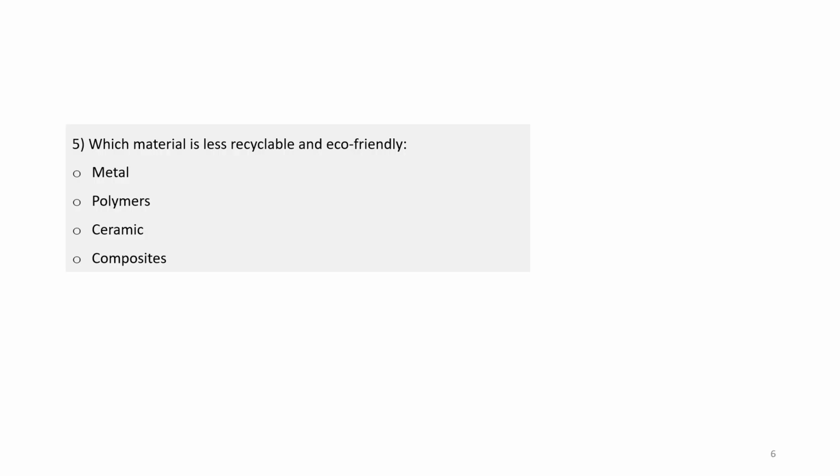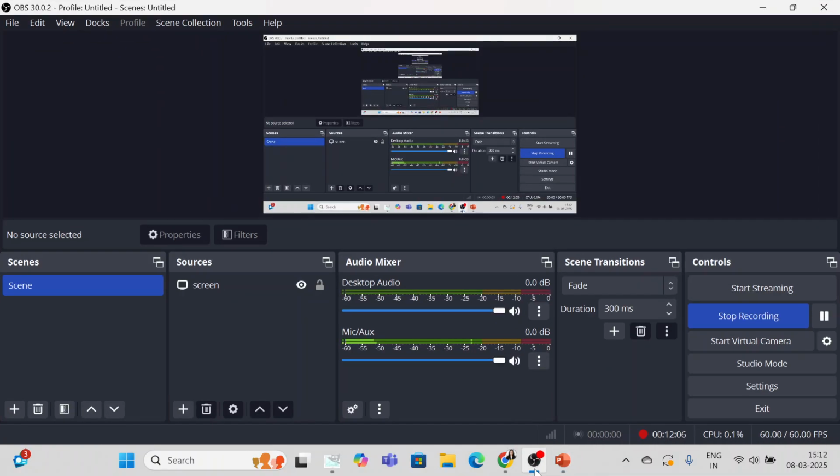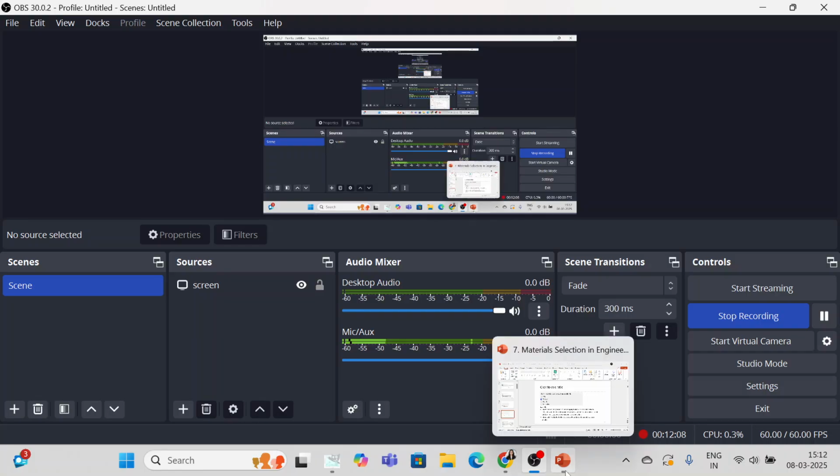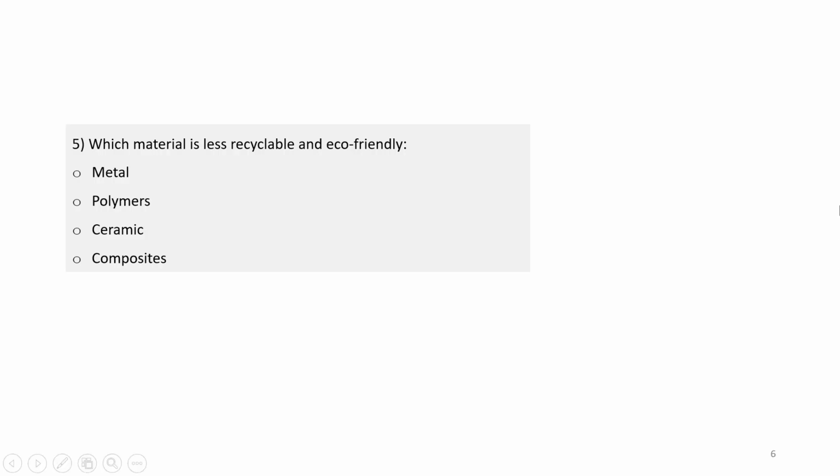Next question is, which material is less recyclable and eco-friendly? Your options are metal, polymers, ceramic, composites. So as from the news as well, you can know that polymers are becoming problematic in terms of their disposal as well as their recyclability. So these are not very easy to dispose.